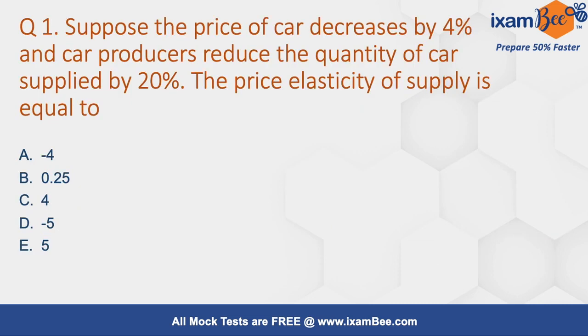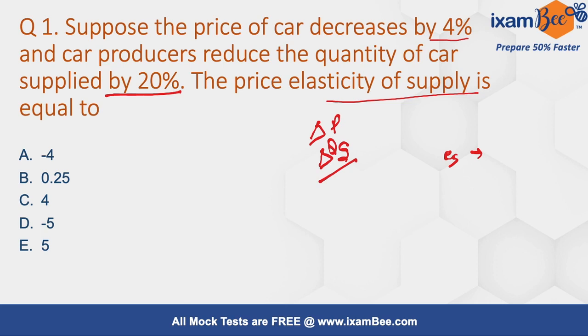Suppose the price of a car decreases by 4% and the car producer reduces the quantity of cars supplied by 20%. The price elasticity of supply is... Here we are given the change in price and the change in quantity supplied, and we have to find the price elasticity of supply. So how should we find it?